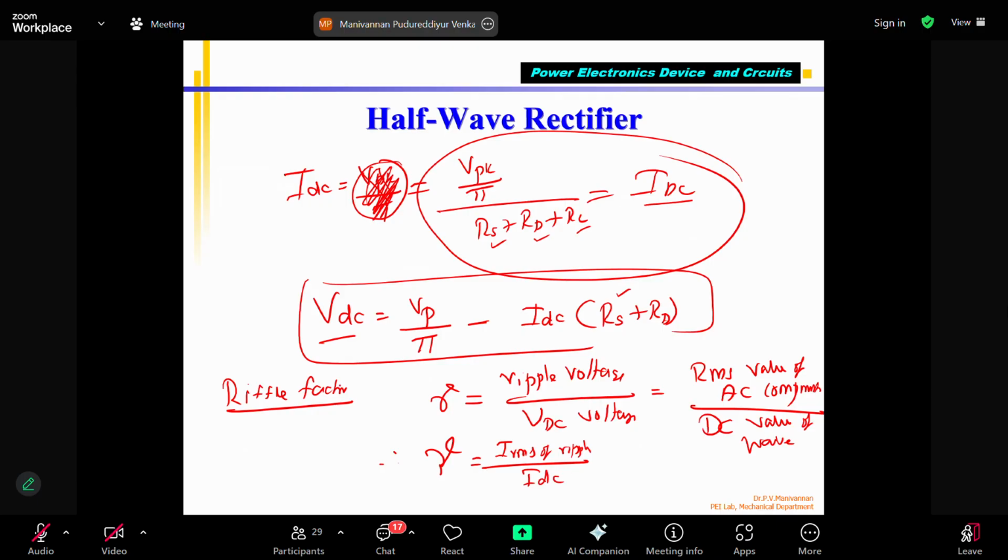So ripple factor is one of the important parameter. If value smaller is better. Ripple factor should be smaller. Generally it will vary 0 to 1. It can also be multiplied by 100.